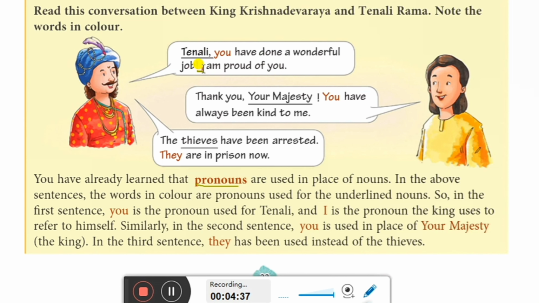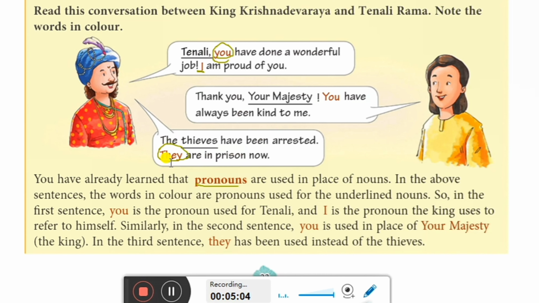You could have written, "King Krishnadeva Arya is very proud of you," but no, it's "I." So I is a pronoun which is used in the place of the noun, which was the name of the king. Similarly, "Tenali, you have done a wonderful job." So you is used for Tenali. It's a pronoun.